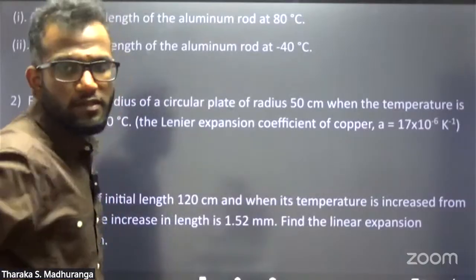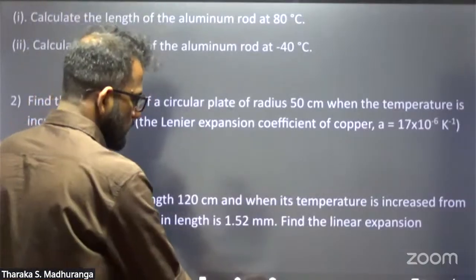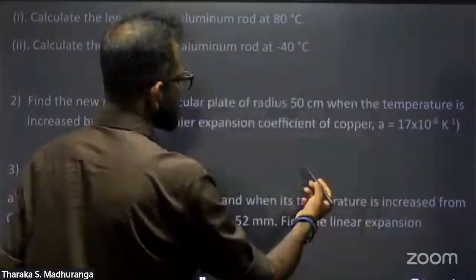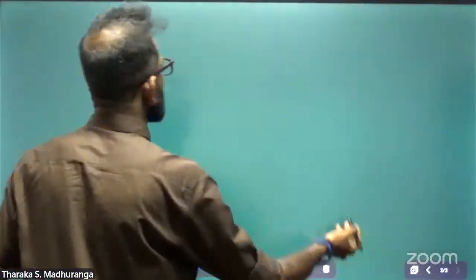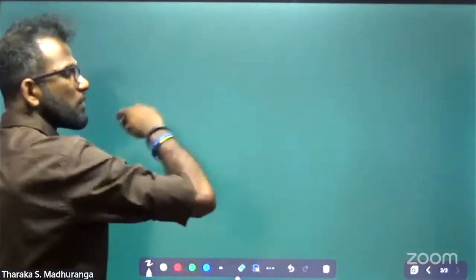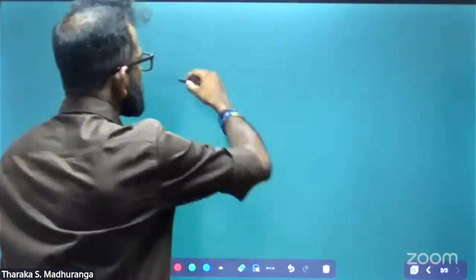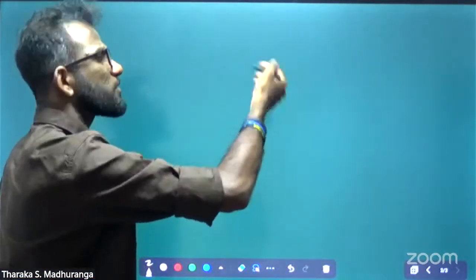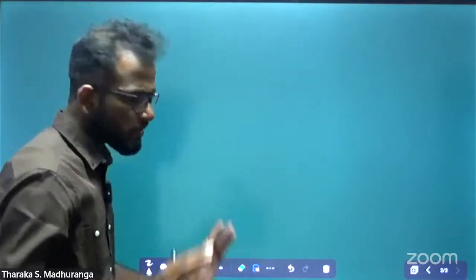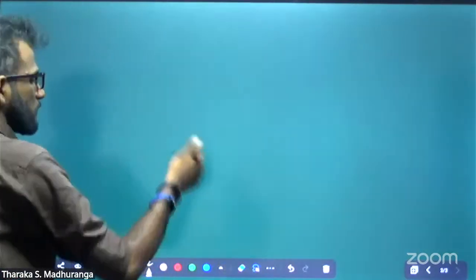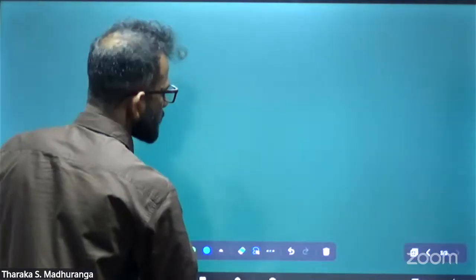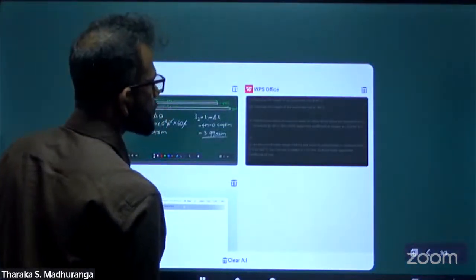The new radius is asked, so L2. Same as previous. The radius is like a line, so take it as a line. If you want, there is a long method: you can calculate the circumference and again get the radius. But we don't need that. You can take it as 50 centimeters.